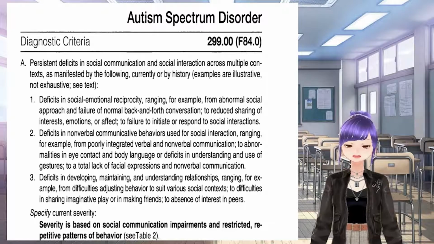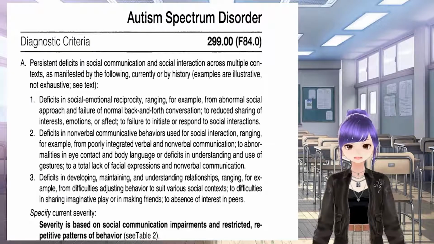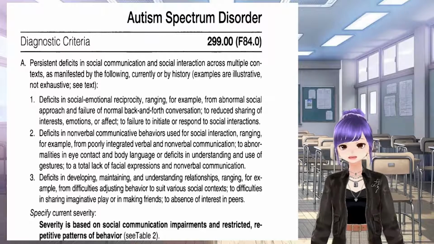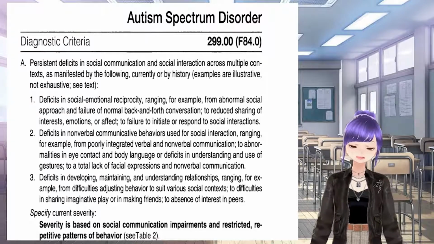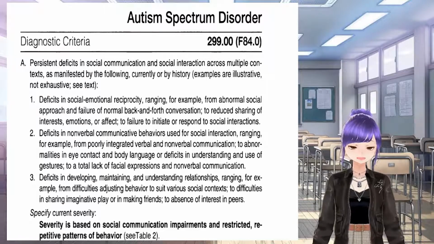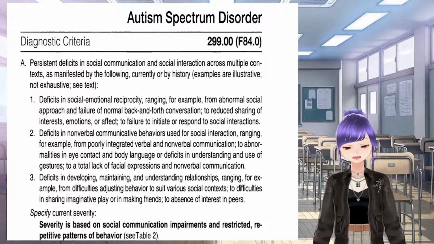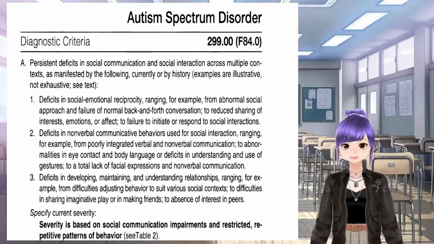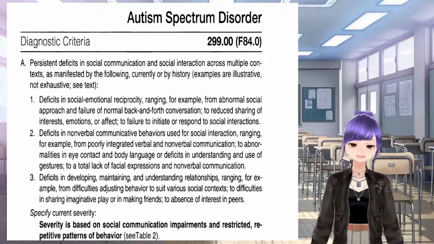Number one, deficits in social emotional reciprocity, ranging, for example, from abnormal social approach and failure of normal back and forth conversation, to reduced sharing of social interests, emotions, or affect, to failure to initiate or respond to social interactions. Number two, deficits in nonverbal communicative behaviors used for social interaction, ranging, for example, from poorly integrated verbal and nonverbal communication, to abnormalities in eye contact and body language, or deficits in understanding and use of gestures, to a lack of facial expressions and nonverbal communication.